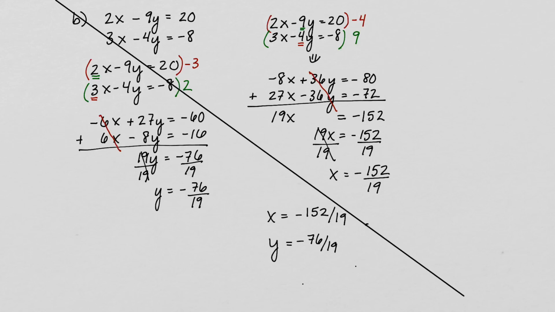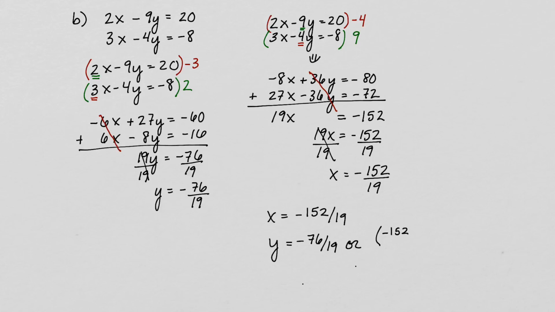So my solution here is x equals negative 152 over 19, y equals negative 76 over 19, or the point negative 152 over 19, comma, negative 76 over 19.